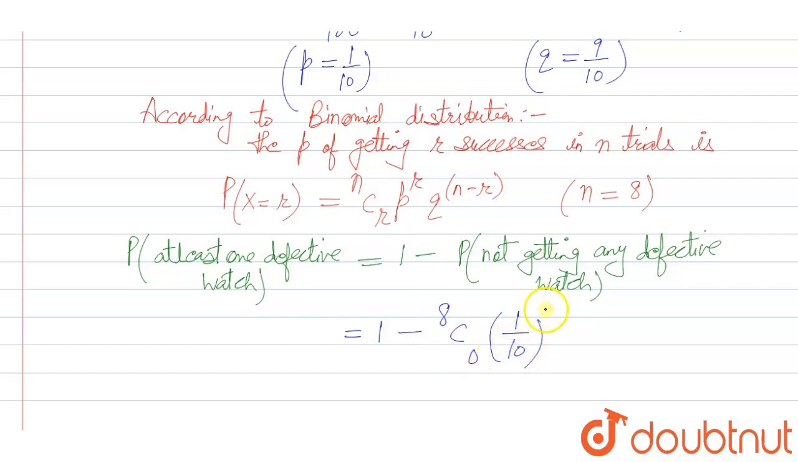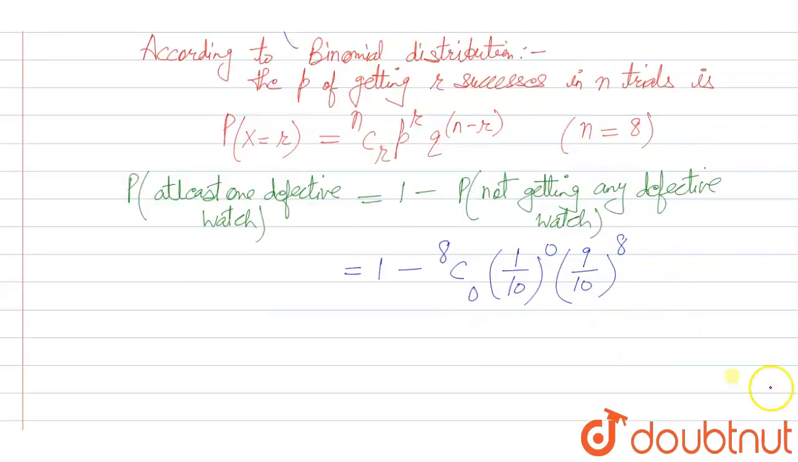So 1 by 10 to the power 0, and q is 9 by 10 to the power 8, since 8 minus 0 is 8. So the probability becomes P equal to 1 minus 8C0, which is 1, times 9 by 10 to the power 8. So this is the final probability that there would be at least one defective watch in selection of 8 watches.